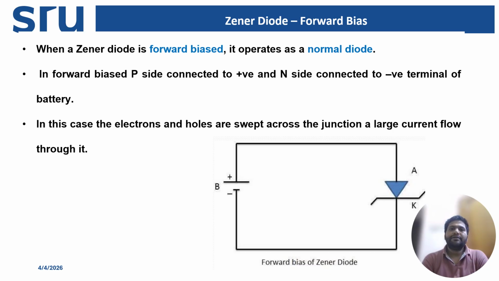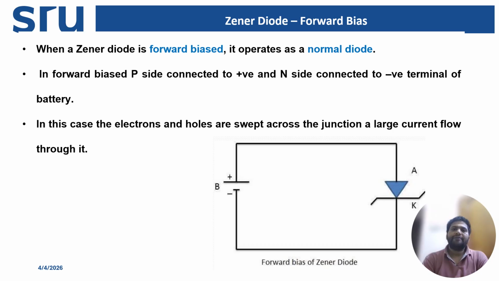In forward bias, the Zener diode behaves exactly like a normal PN junction diode. For a silicon Zener diode, the forward voltage is approximately 0.7 volts. For germanium it is approximately 0.3 volts. There is no special Zener effect in forward bias conditions.